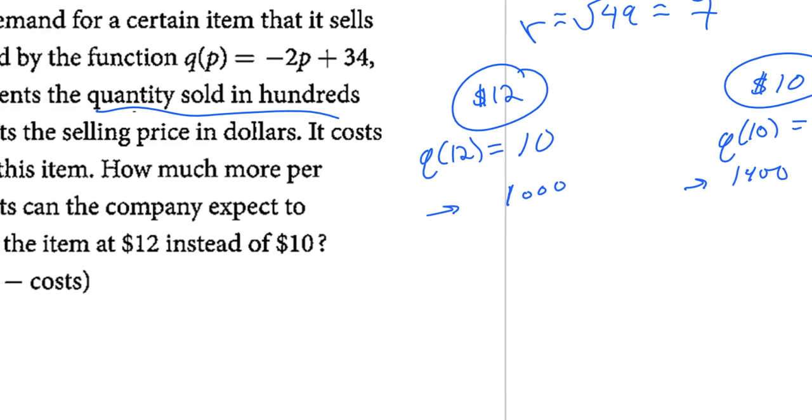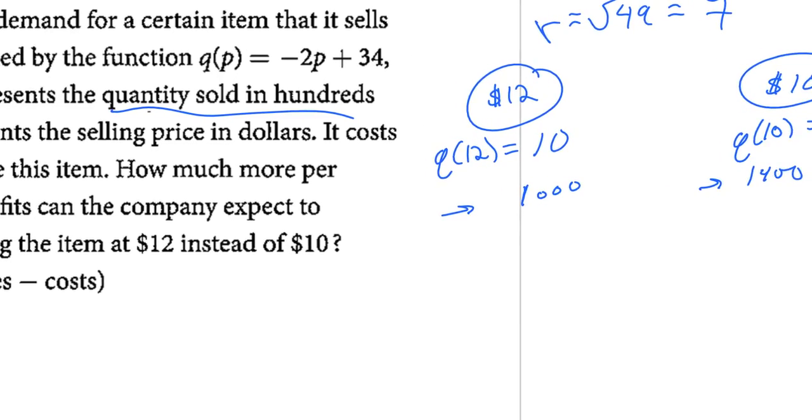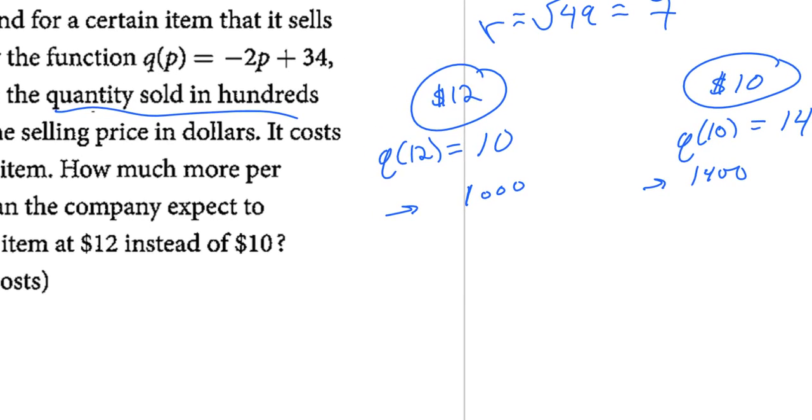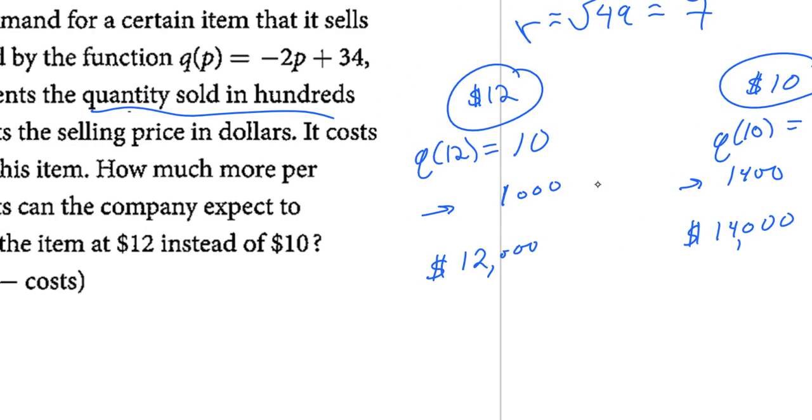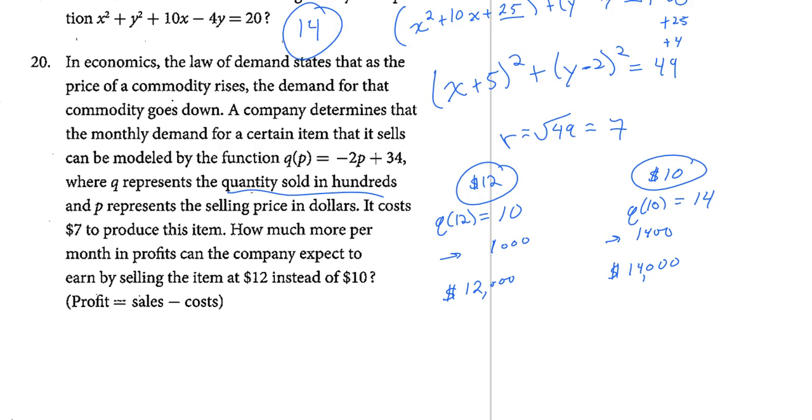So if we move down here, if we're thinking about how much we're making in sales, we're selling 1,000 items for $12. So if we multiply those two, what we're actually making is going to be $12,000 here. Over here, if we're selling 1,400 items for $10 each, again multiplying by 10, we'd have $14,000. We figured out thus far how much our sales are, right? So that's how much we're selling in each case. So we have 12,000 versus 14,000.